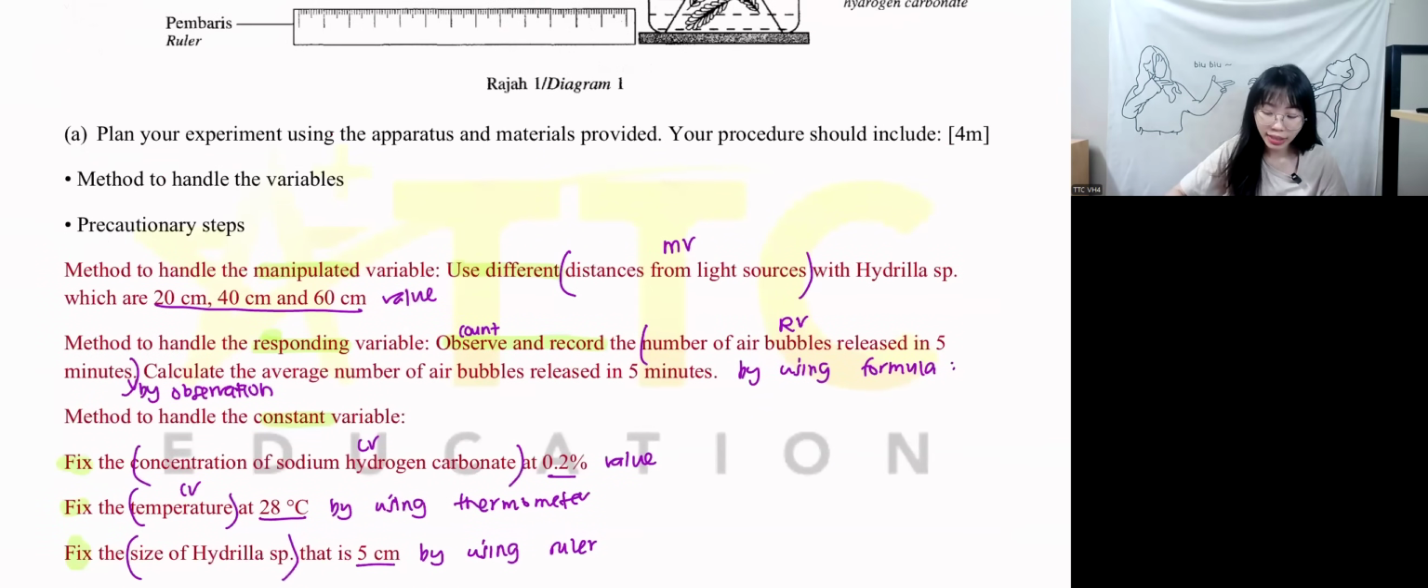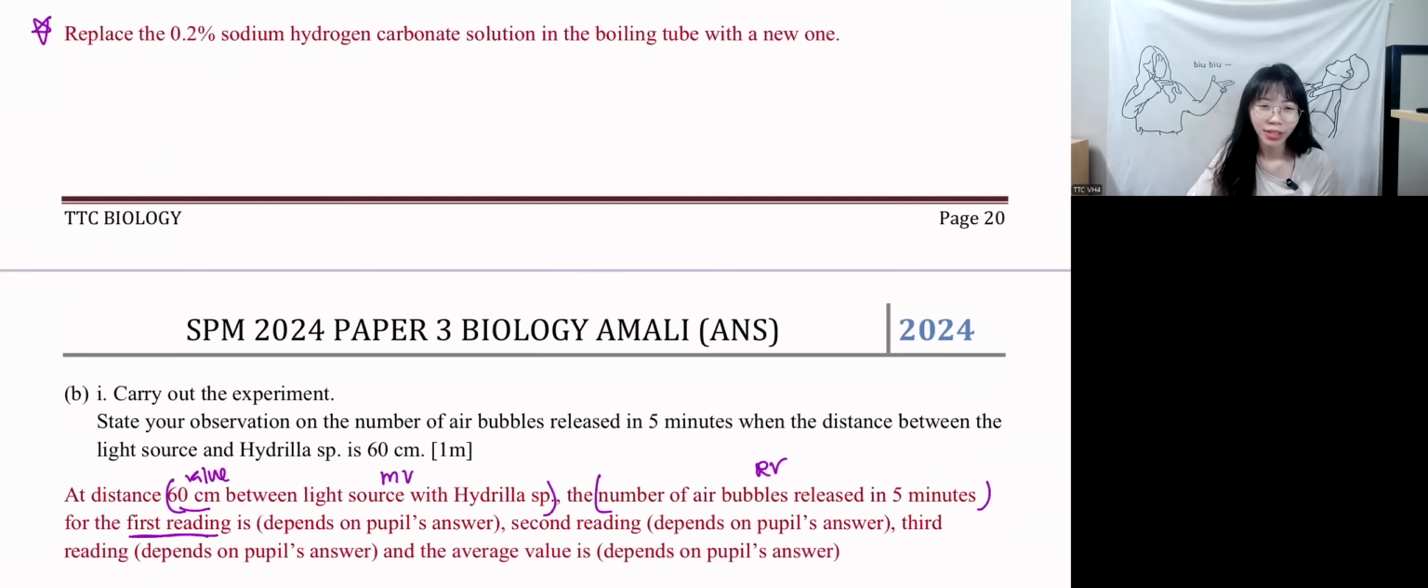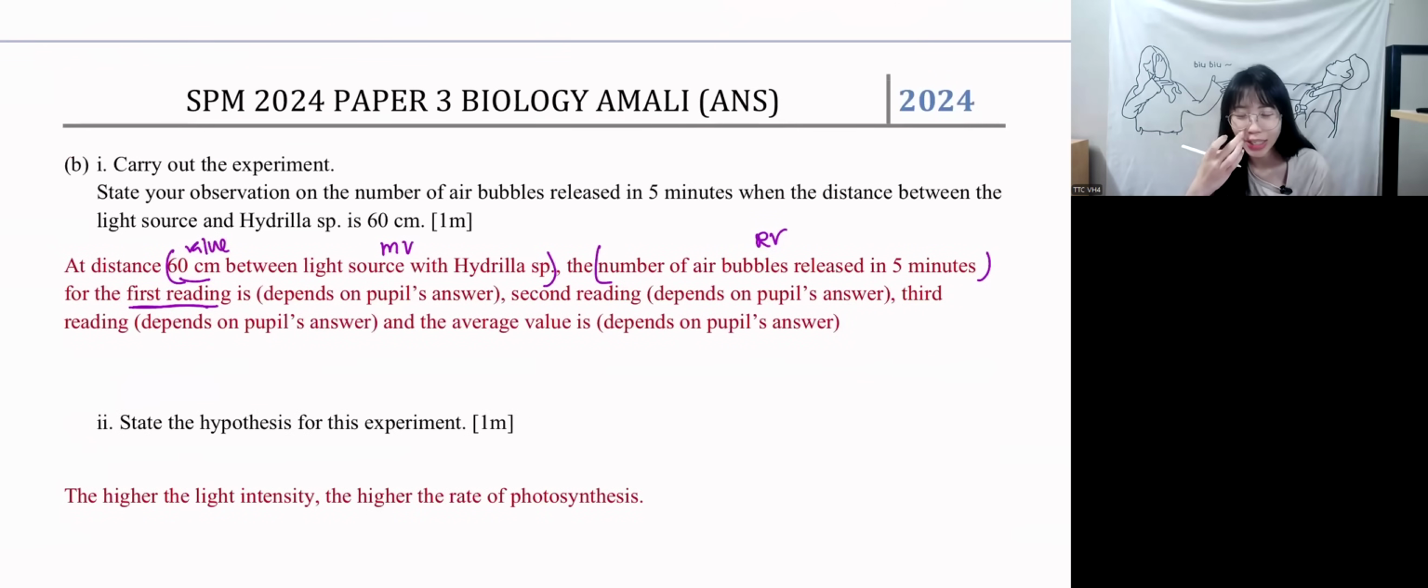60 cm. It's in the MV also. Sorry, I thought it's a prediction. So for 60 cm, you just write the value, whatever value. This is literally in the question. I thought it's not in the question, but it's in the question. So just write the value.